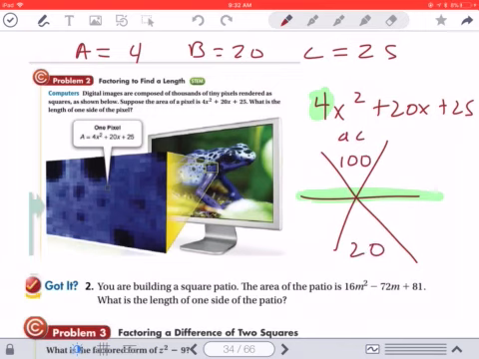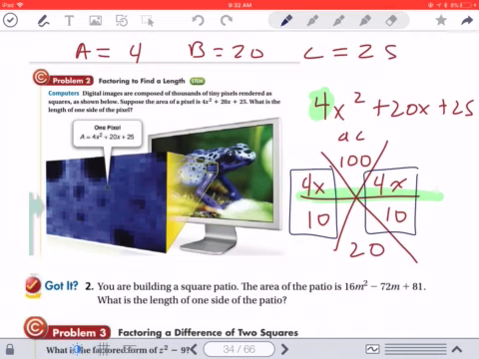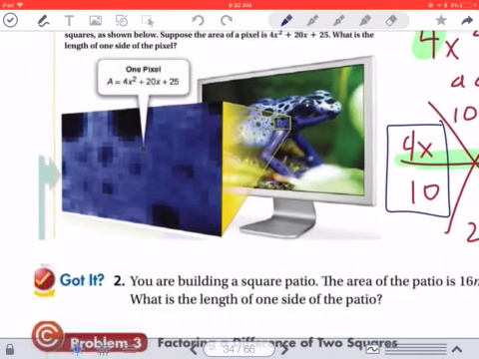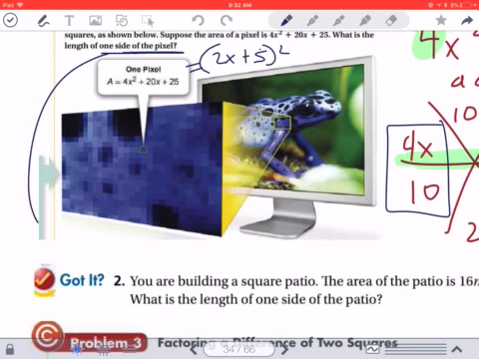B still stays down here. 4x is here, 4x is here. And this is going to be 10 times 10 is 100, 10 plus 10 is 20. Then both of these are going to reduce, so I can reduce this into 2x plus 5. So what is the length of one side? Well, this factors into 2x plus 5 squared, but the answer to the question, what's the length of one side of the pixel, is just going to be 2x plus 5.